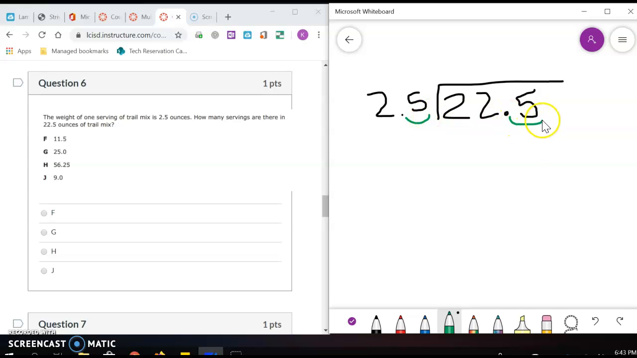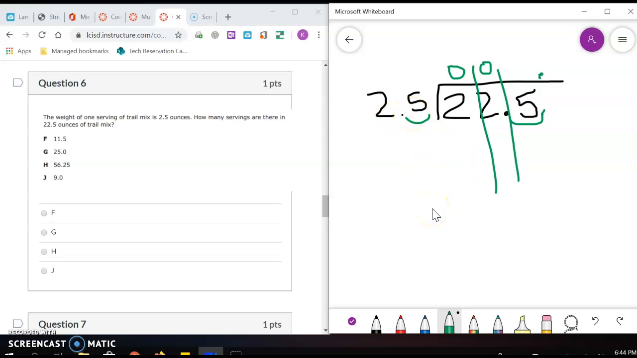Again, we have a decimal in the divisor, so we've got to move that decimal point, make it a whole number. So now we're looking at 25 going into 225. 25 cannot go into 2. It cannot go into 22. So now we're looking at how many times would it go into 225. I like to think of 25 as a quarter.